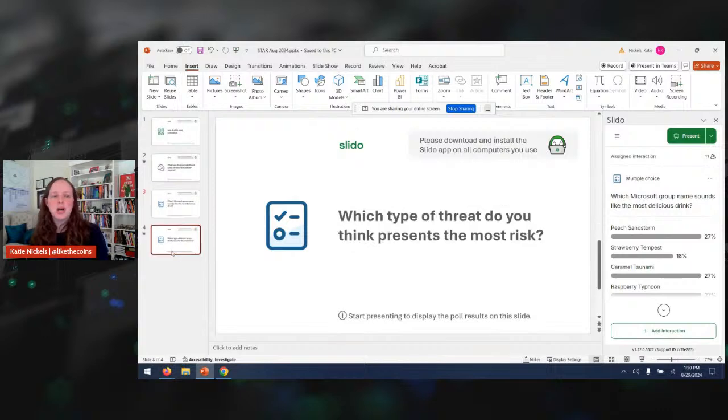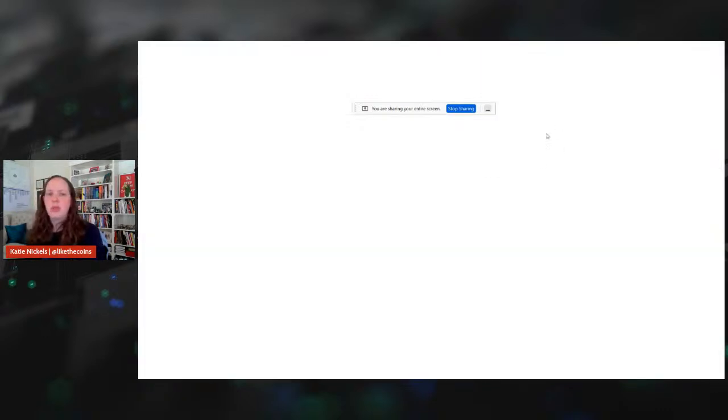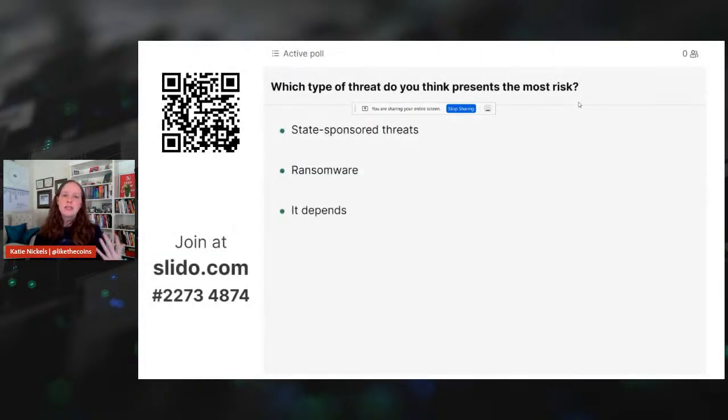Let's go back to our polls here. Let's see what you all think about risks. Go to slido.com if you already have it up. I know some of you do. You can enter that number. Which type of threat between these options do you think presents the most risk? State-sponsored, ransomware, or my favorite answer, it depends. We'll give folks a moment. Think about that. My favorite answer is it depends, but that's kind of a cop-out answer, right? We'll give folks a moment. Go ahead, head over to slido.com.